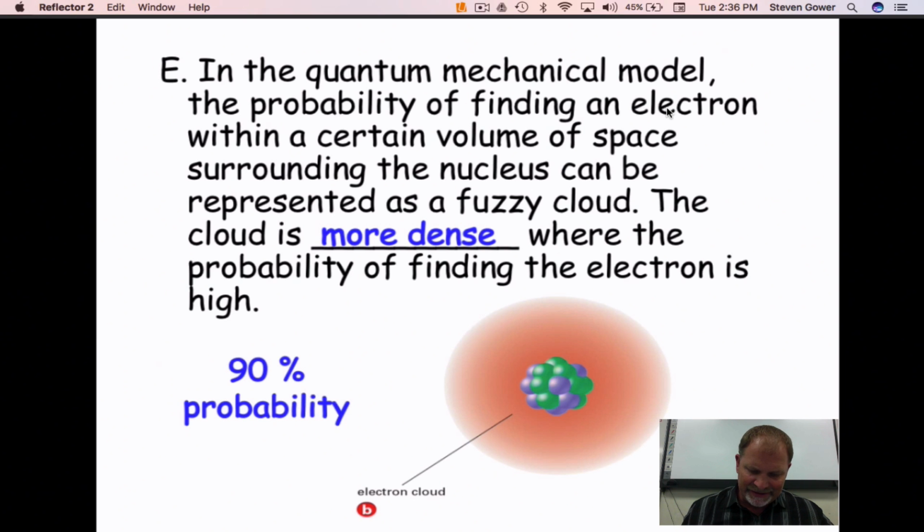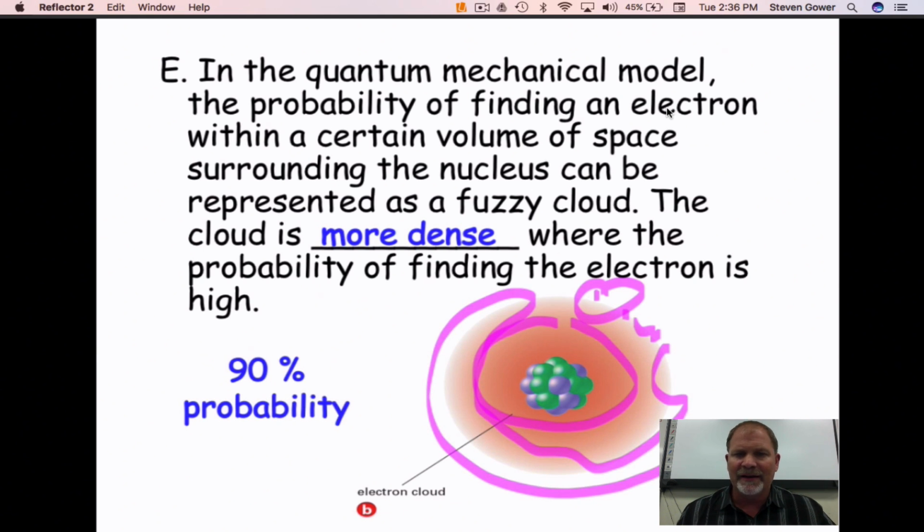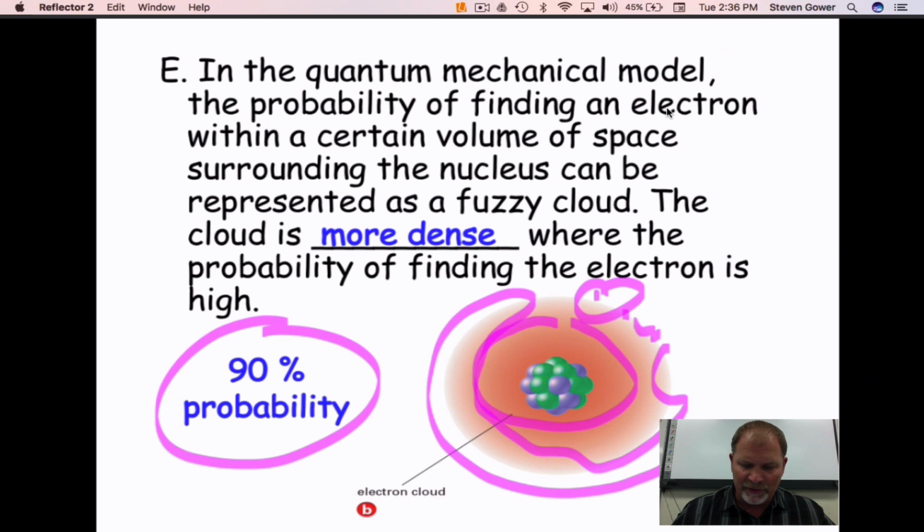The more dense an area is, the higher the probability. When you get to the outside, where it's less dense, that area is where you're less likely to find the electron. But again, we're dealing with a 90% probability of where these electrons are actually located.